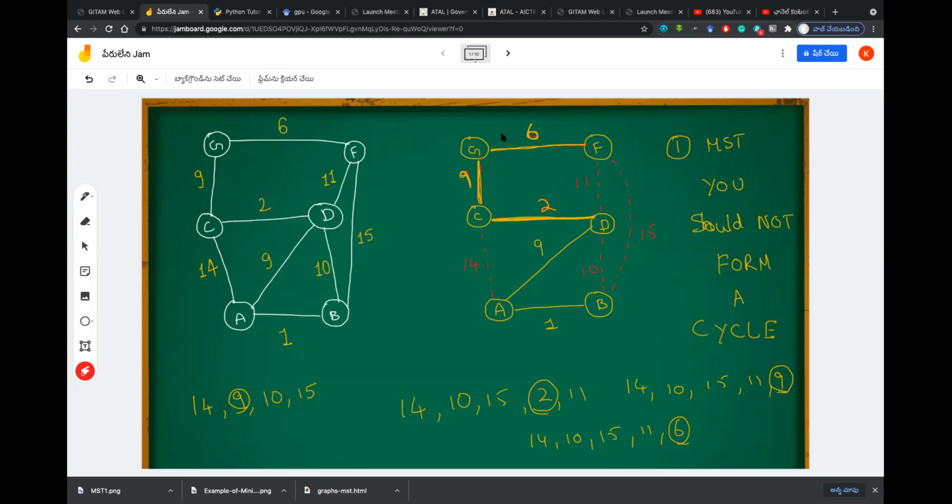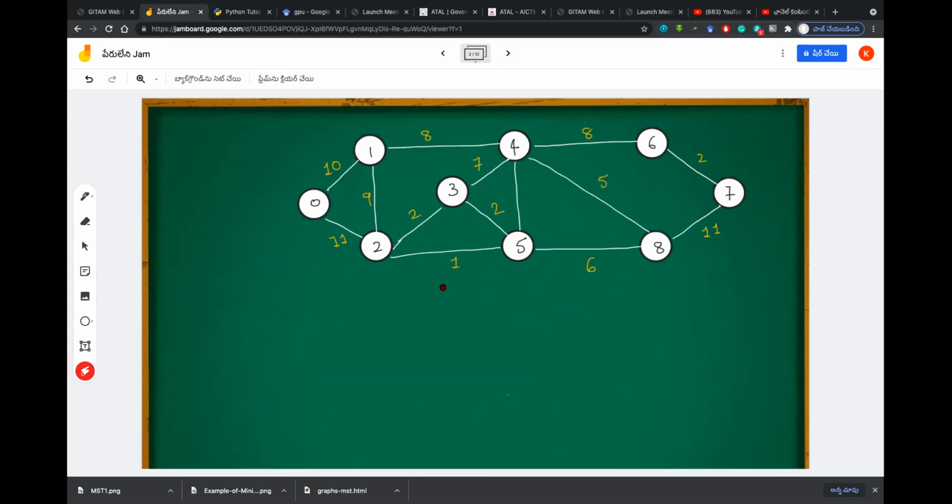Okay. So I will give you the next one. So this is the one. Try to solve this.